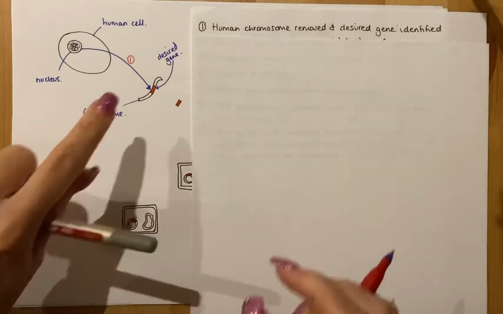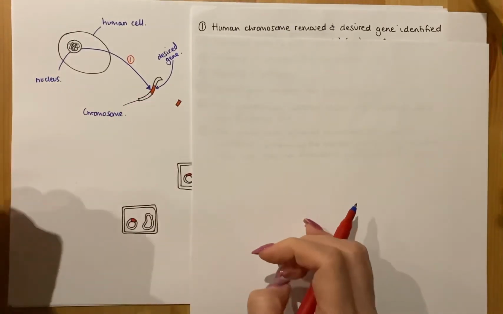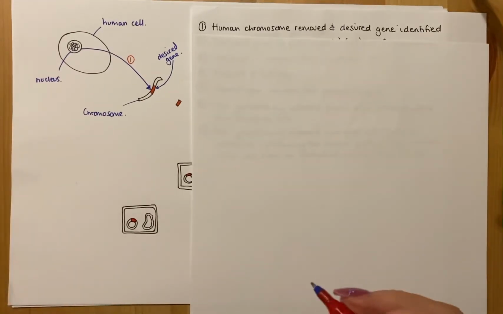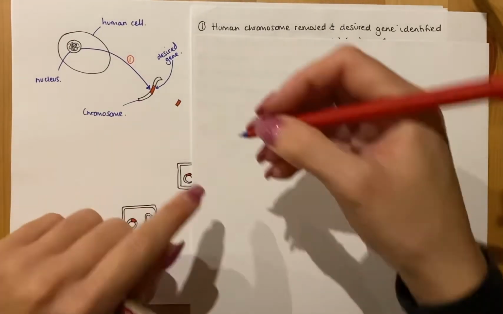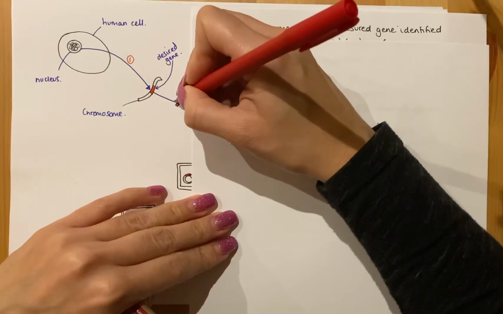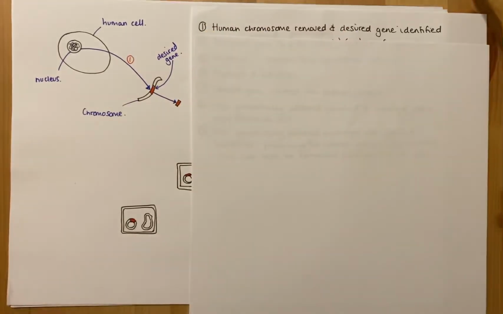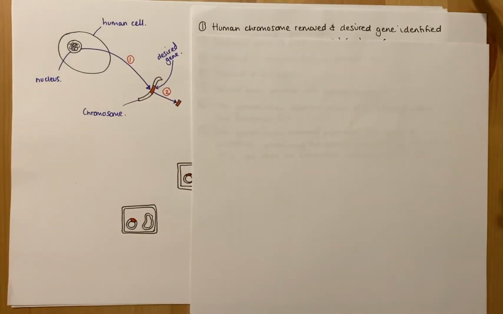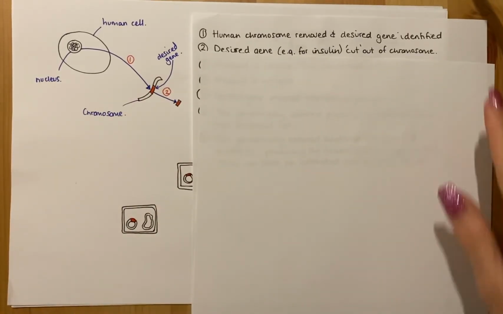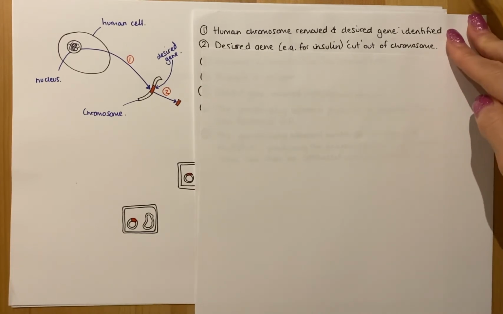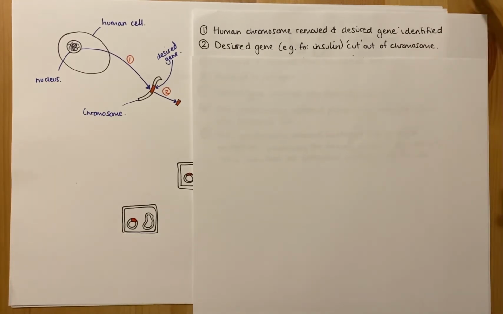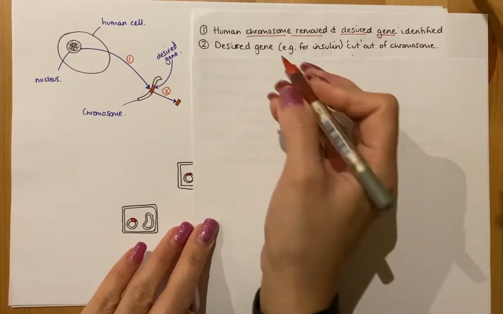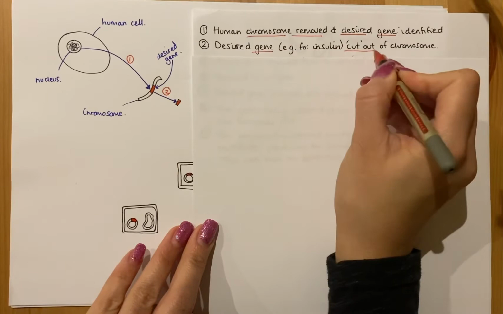For example, that could be a gene that would produce insulin, or a gene that would produce human growth hormone, or a gene that would produce factor VIII. Now what we do next is we don't need the rest of this chromosome. So we cut this gene out. That desired gene, the one that we want, we cut out using enzymes. So the human chromosome is removed, that desired gene is picked out, and then that gene is cut out of the chromosome.